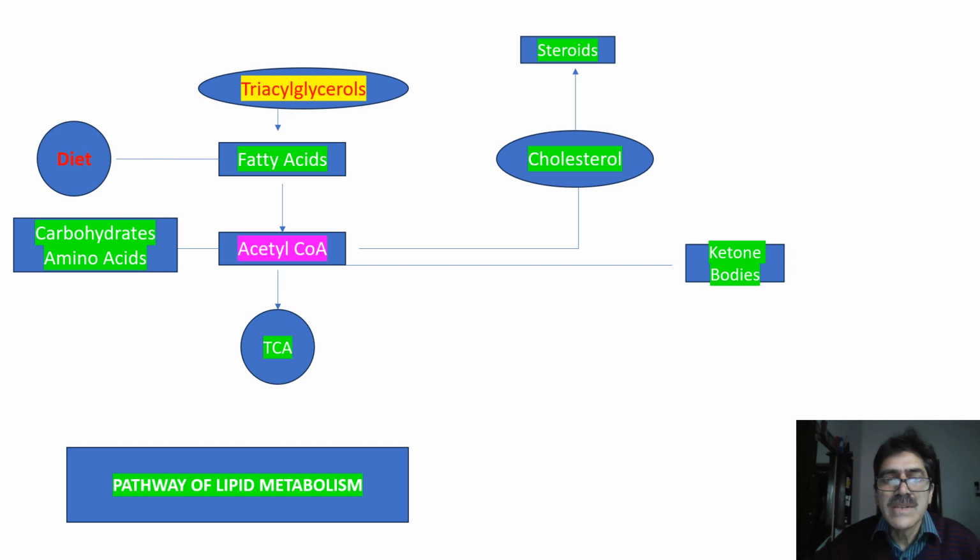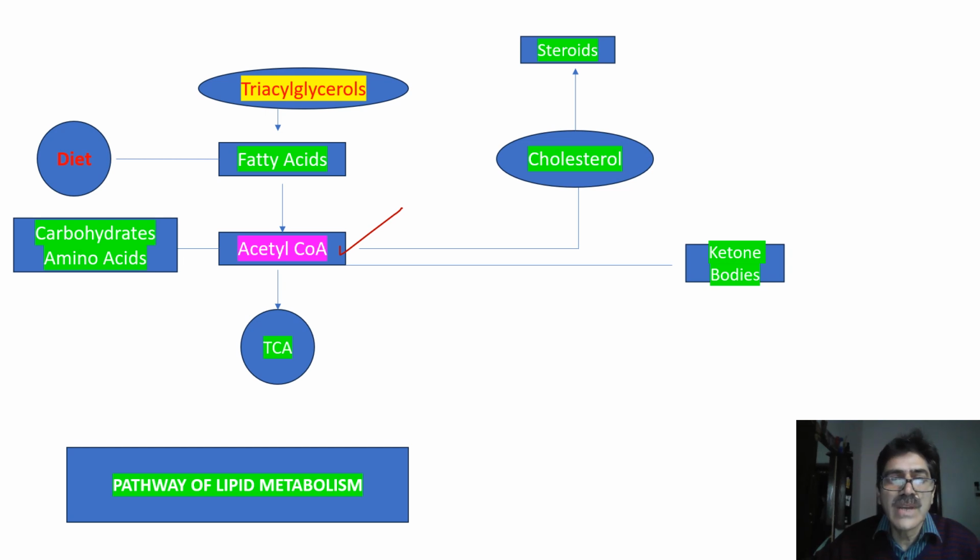Now what happens is fatty acids upon degradation give acetyl coenzyme A. Triglycerols, which are the simple lipids, bear fats and oils. Upon degradation they would release fatty acids. So fatty acids upon degradation or oxidation or breakdown release acetyl coenzyme A. So one source of acetyl coenzyme A is oxidation of fatty acids, that is from lipid metabolism.